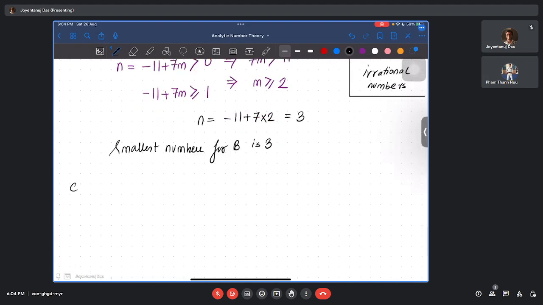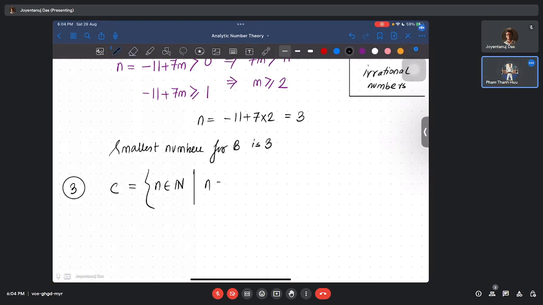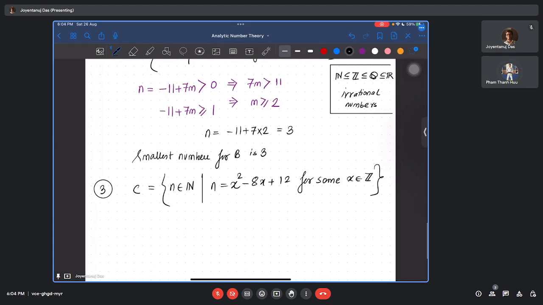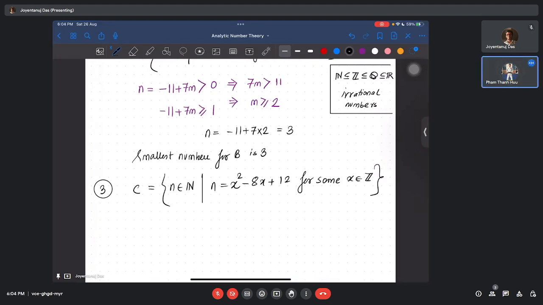So this one is the set C: n belongs to natural numbers such that n equals x squared minus 8x plus 12 for some x belongs to the integers. So here also you have to find the smallest number.